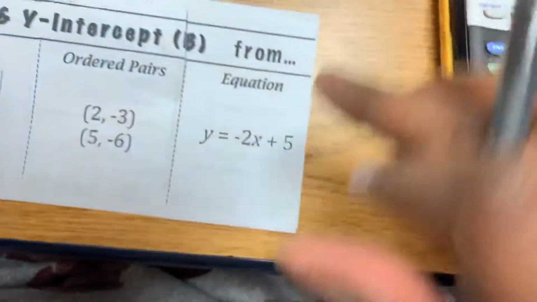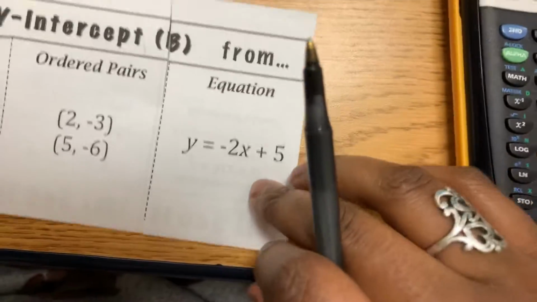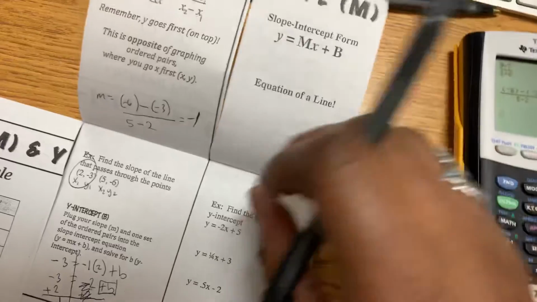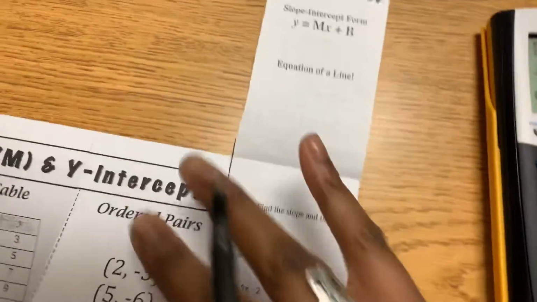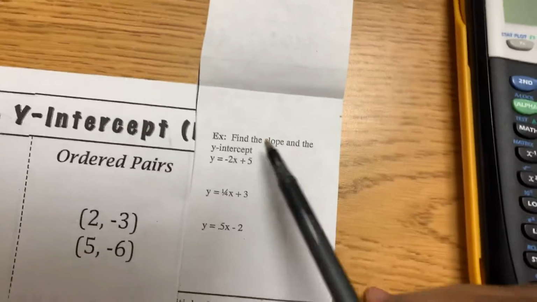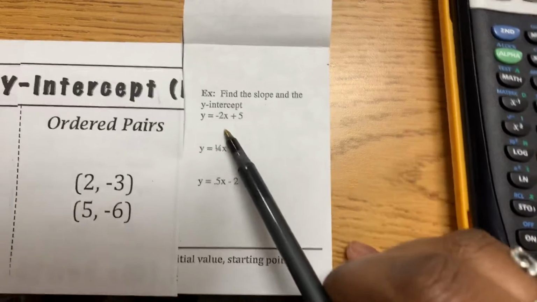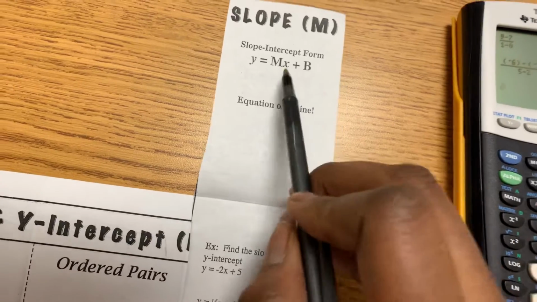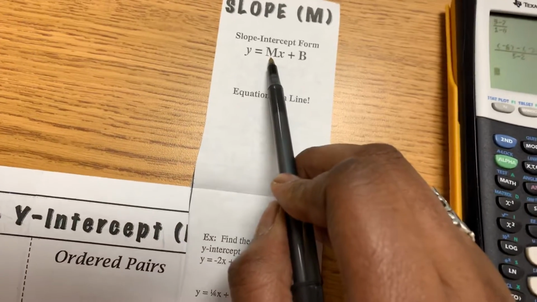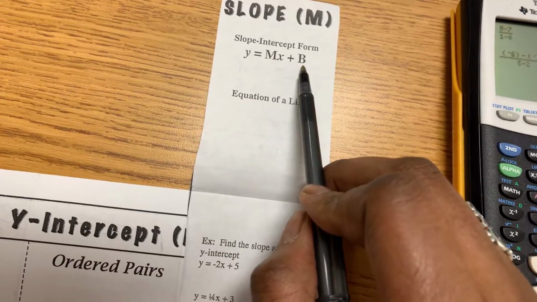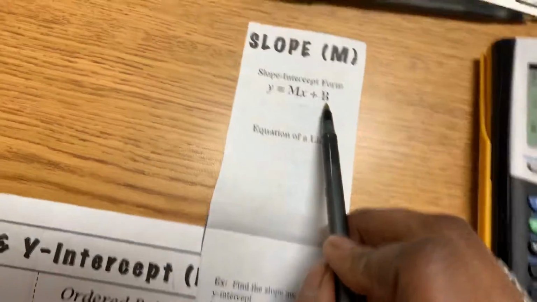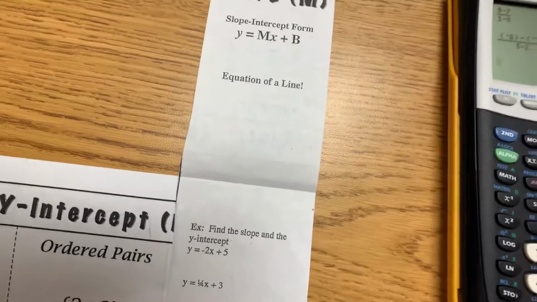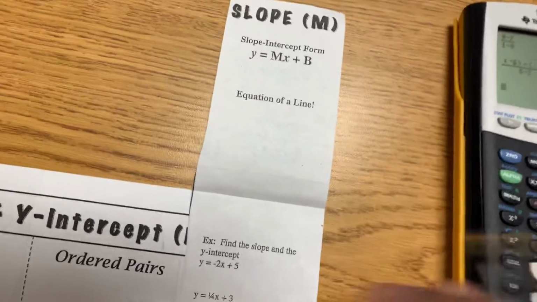Now, if you get an equation, this is pretty easy. You already know that slope-intercept form is y equals mx plus b, which is the equation of a line. So to find the slope and the y-intercept, you just look. m is slope and b is y-intercept. Whatever number is next to the x, that is your slope. And whatever number is over here by itself, that is your y-intercept. And it can be positive or negative. I know the formula is y equals mx plus b, but sometimes your y-intercept is negative.